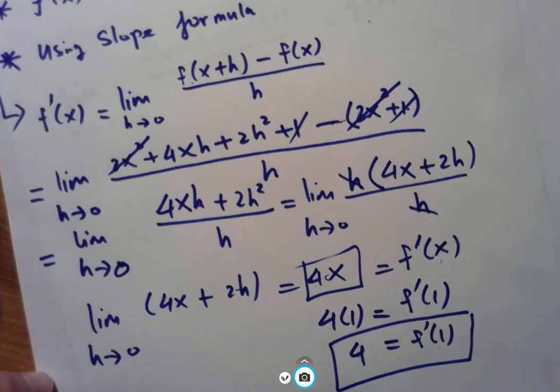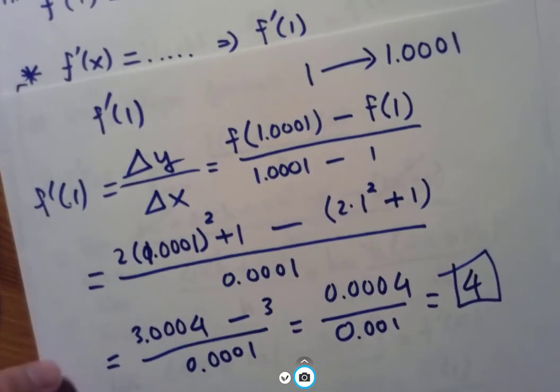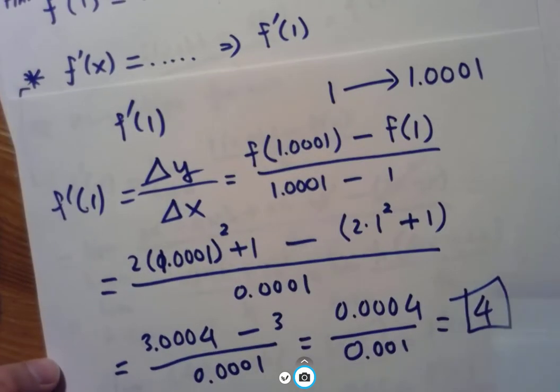Okay, so that is how we can find f prime of something by using the limit definition or by the slope formula. And the derivative is just the instantaneous rate of change at one single point only, and the slope is the average rate of change between 2 points of the function.